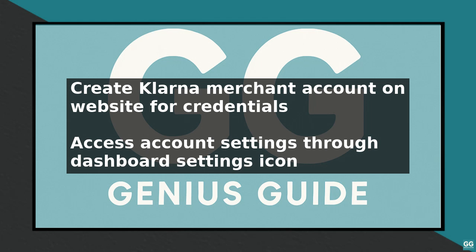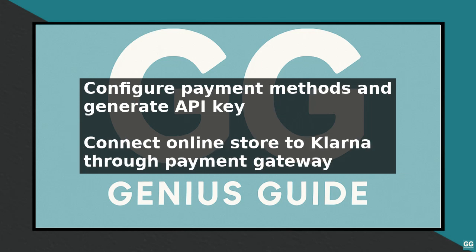In the settings menu, select the payment methods option and choose the financing options you want to offer to your customers, such as pay in 4 or pay in 30 days. You will then need to configure the payment gateway by generating an API key, which will be used to connect your online store to Klarna.